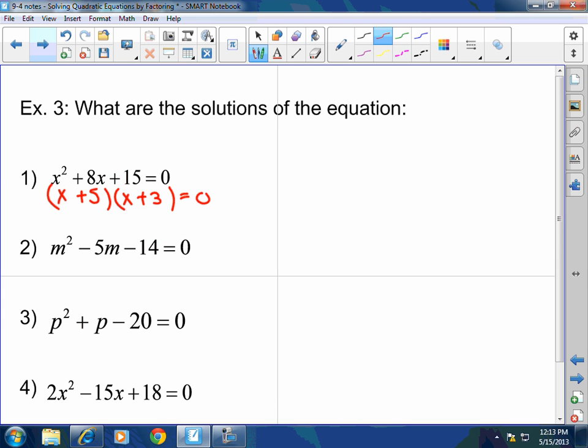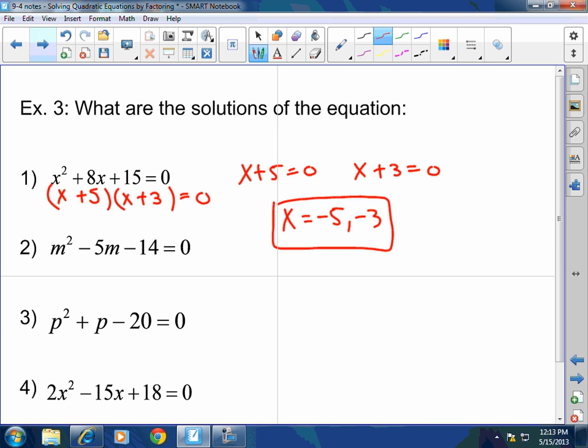Hey, look at that. Now don't I have a zero product property here? So now I go x plus 5 must equal 0, and x plus 3 must equal 0. So x equals negative 5 and negative 3. Does that make sense to everyone?